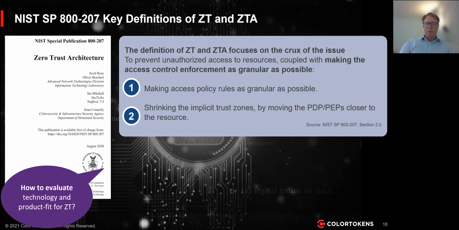So one thing is to prevent unauthorized access to resources, and we should couple that with making access control enforcement as granular as possible. One of these is to look at the access policies and look at the granularity. Another thing that is written here in this section is that we must shrink these trust zones, the micro-perimeters around the resources, by moving the PEP, whatever that means, and we will have a look at that in a moment, the policy enforcement point, closer to the resource. Okay, these 2 things we'll try to remember. I'll get back to you and try to ask if you can still remember this.